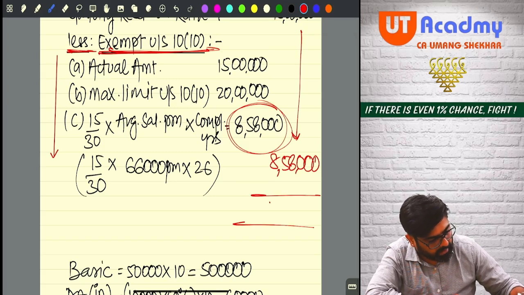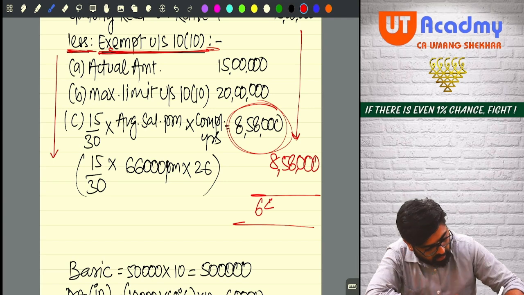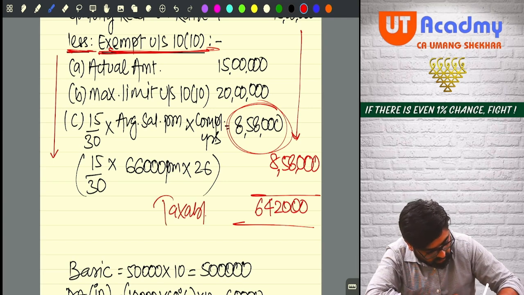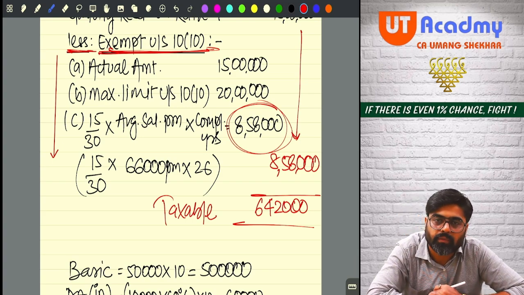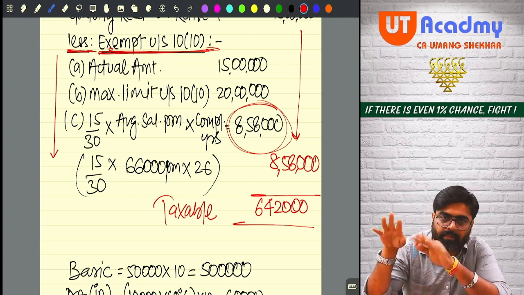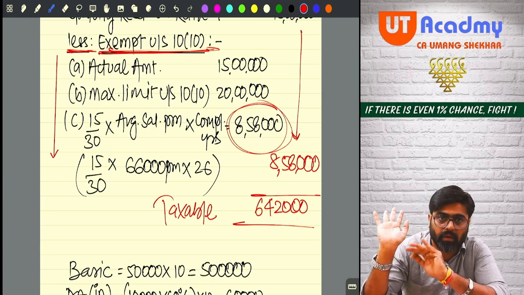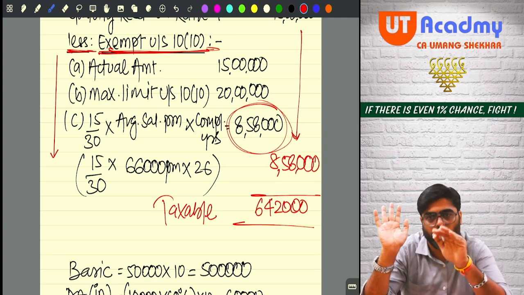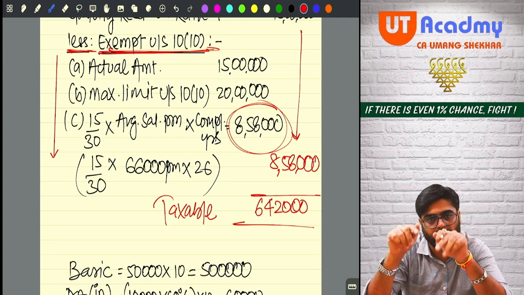How much will be taxable? 6,42,000. This will be the taxable amount. Done? Do the same calculation at home. Make the presentation, a proper presentation: amount, particulars, okay, covered by POGA, not covered by POGA, like this.